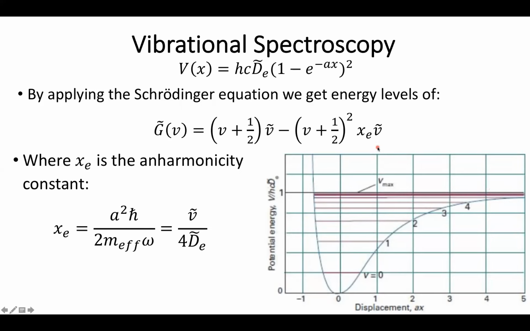Now let's try and actually diagnose what this anharmonicity constant is. It turns out that it's related to really the ratio of the stiffness of the bond and the depth of the well. So if I have a fairly stiff bond, what I'm going to end up seeing is I'm going to get a fairly large anharmonicity constant, and I'm going to drive my energy levels fairly close together.